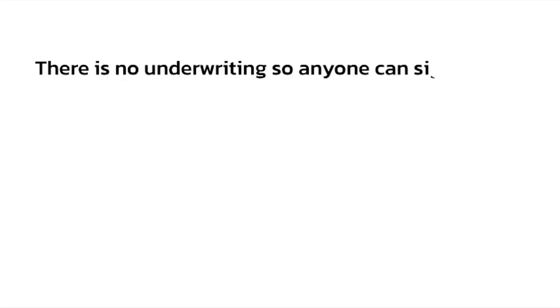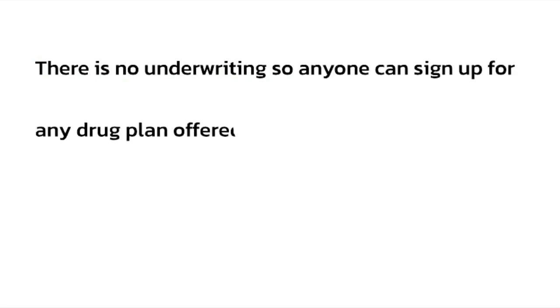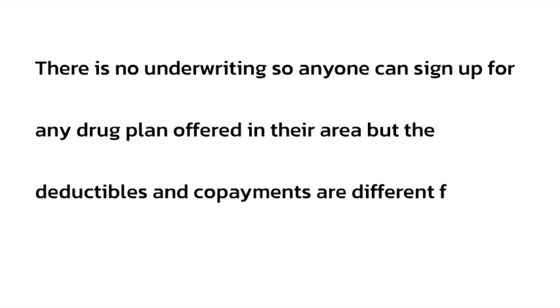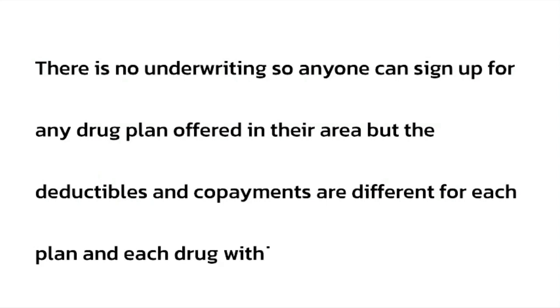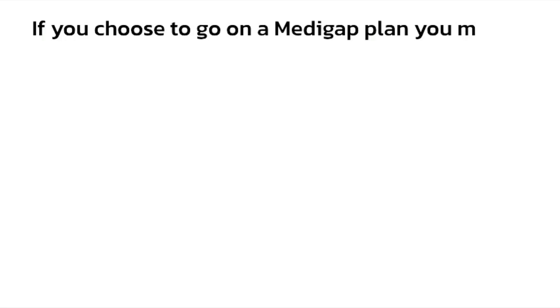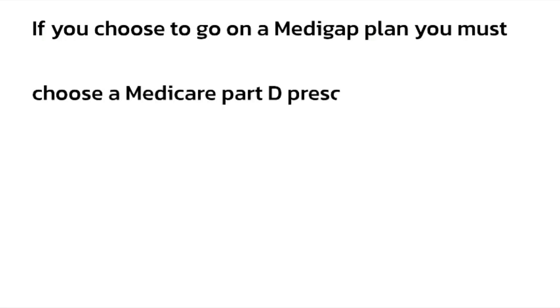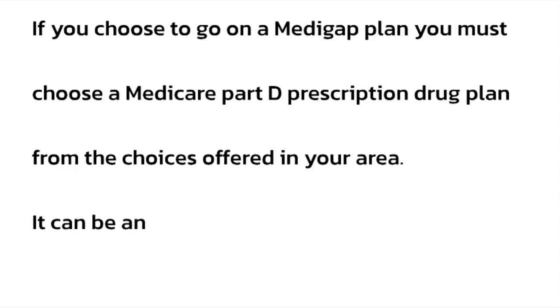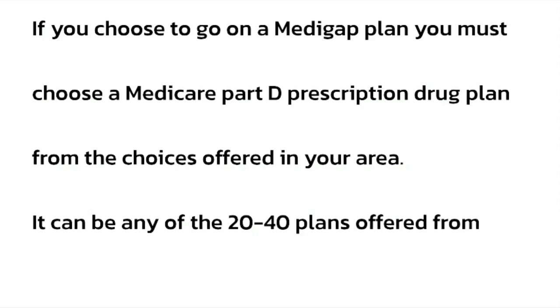There is no underwriting for Part D plans, so anyone can sign up for any drug plan offered in their area, but the deductibles and the co-payments are different for each plan and each drug within the plan. If you choose to go on a Medigap plan, you must choose a Medicare Part D prescription drug plan from the choices offered in your area. It can be any of the 20 to 40 plans offered from any company, including Aetna, AARP, Cigna, etc.